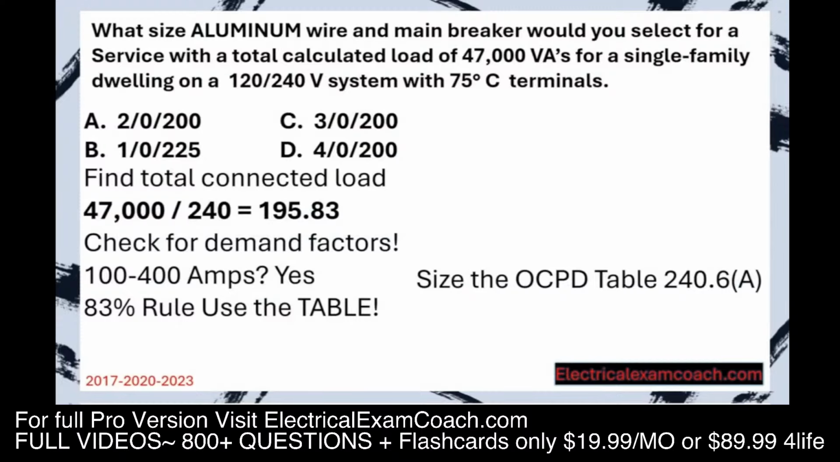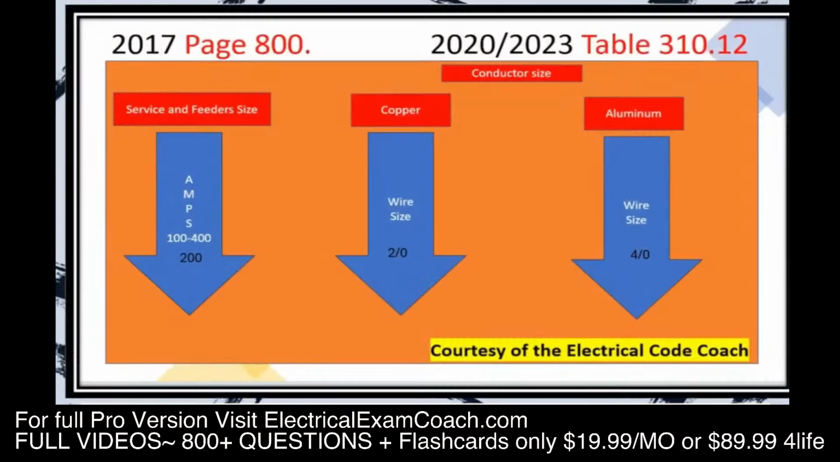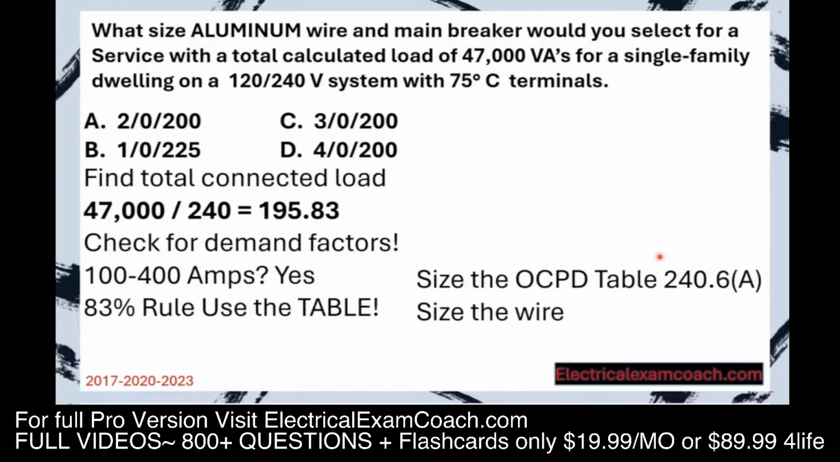But now we have to be careful because the question is asking for aluminum. We head to our cheat sheet table. We start on the left-hand side, and we're going to find our size breaker. Then we have to slide all the way over to the aluminum column, and we're going to find out that it's a 4-aught aluminum. Great job.